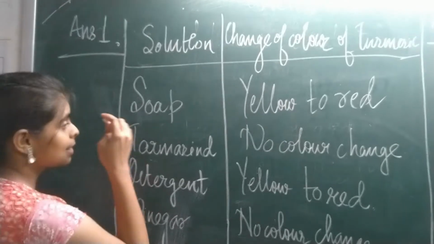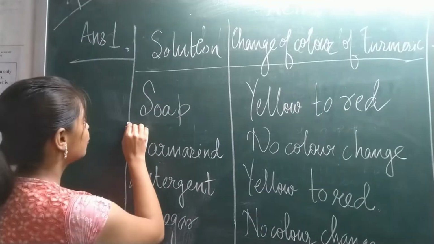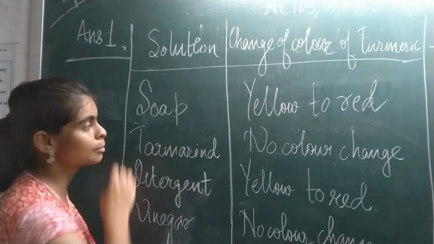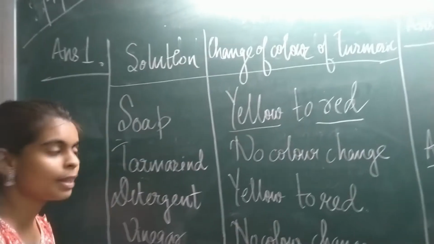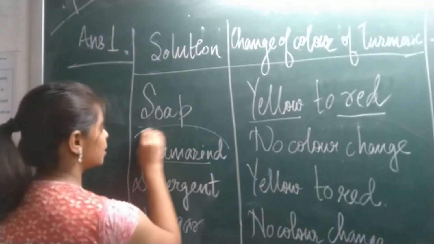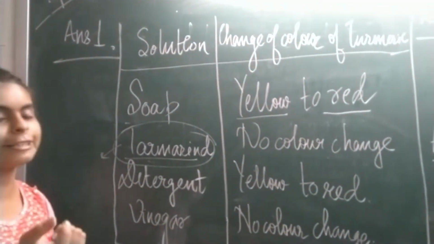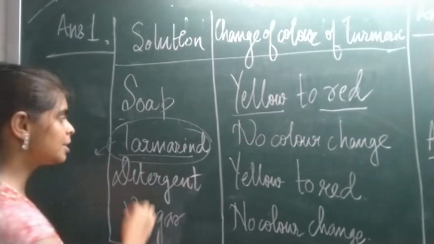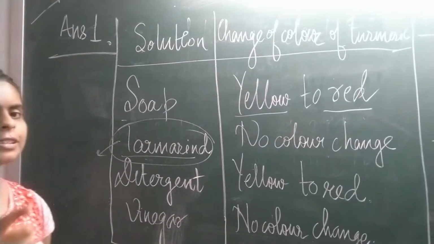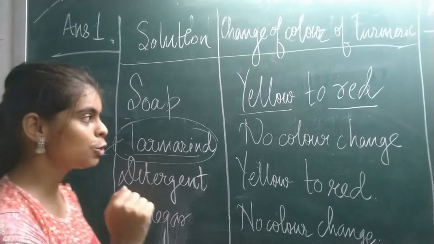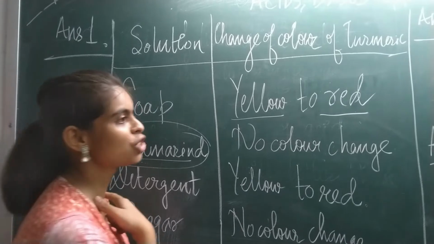In the example of bases I have given you, soap is a base. So if we add soap to the turmeric solution, we will see the color change from yellow to red. Now, what is tamarind? Tamarind is what we say in Bengali, tetul, or imli. We know tamarind is sour in taste. Since it is sour, what kind of substance does it contain? Acid. So now tell me, in presence of acid, what color does turmeric change?